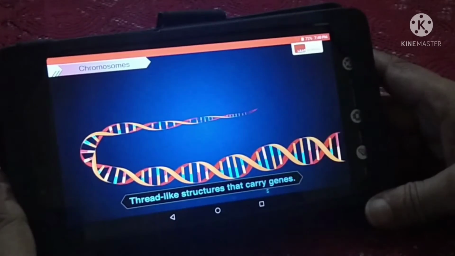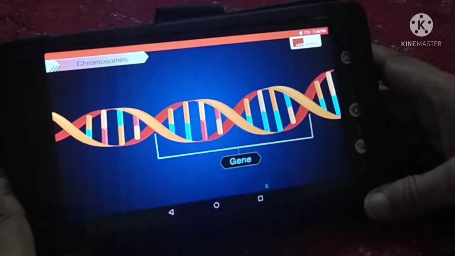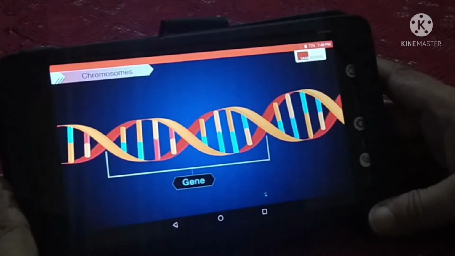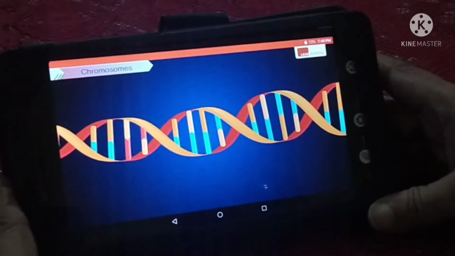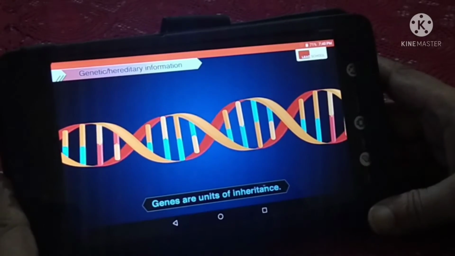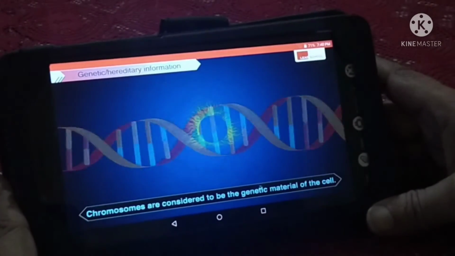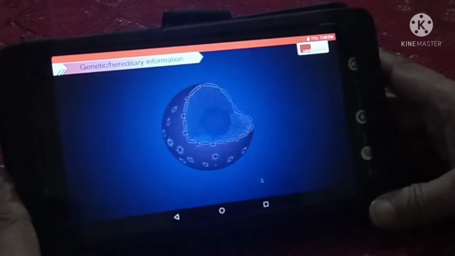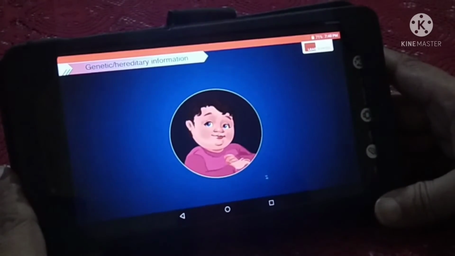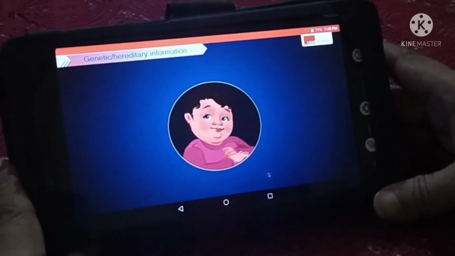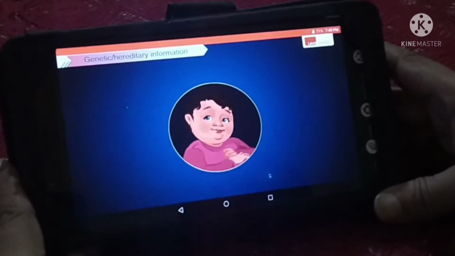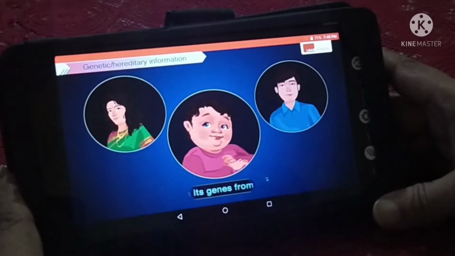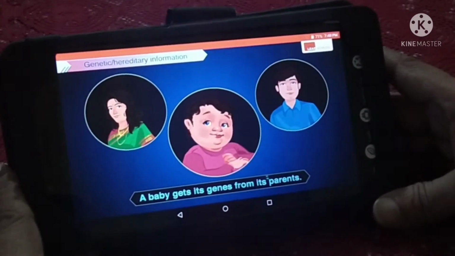Chromosomes carry genes. Genes are the units that carry information about the characteristics that are passed on from the parent cells to the cells of the offspring. This is known as genetic or heredity information. Chromosomes are considered to be the genetic material of the cell. When you see a newborn baby, you are able to notice a few things about the baby's appearance that it has in common with its mother, and a few others that are in common with its father. This is because the baby gets its genes from its parents.